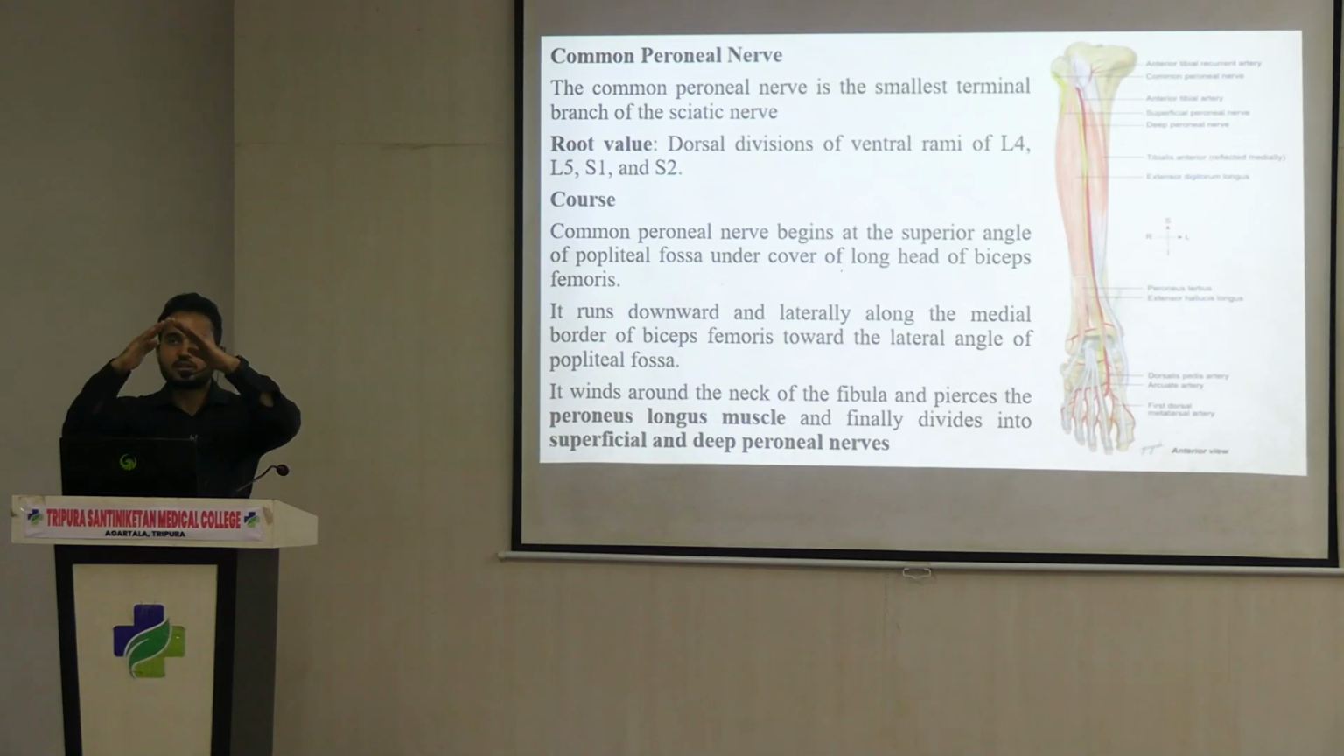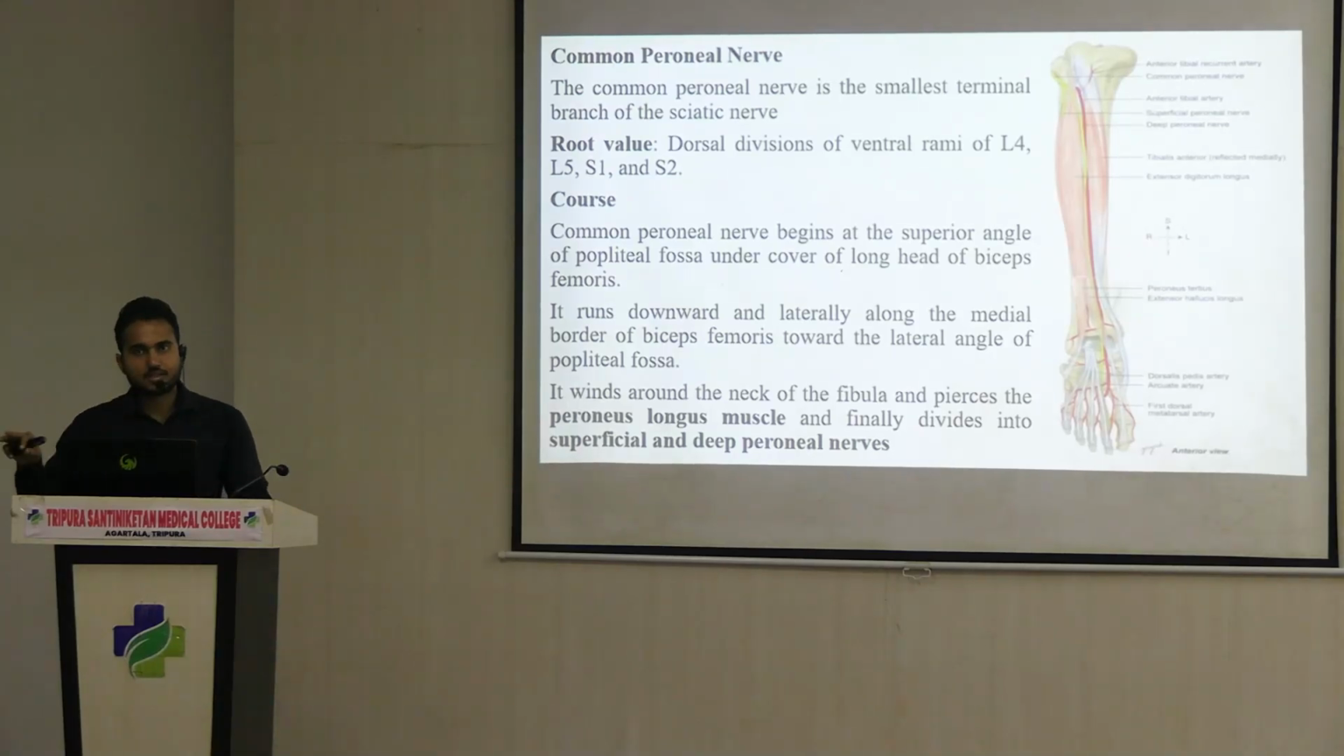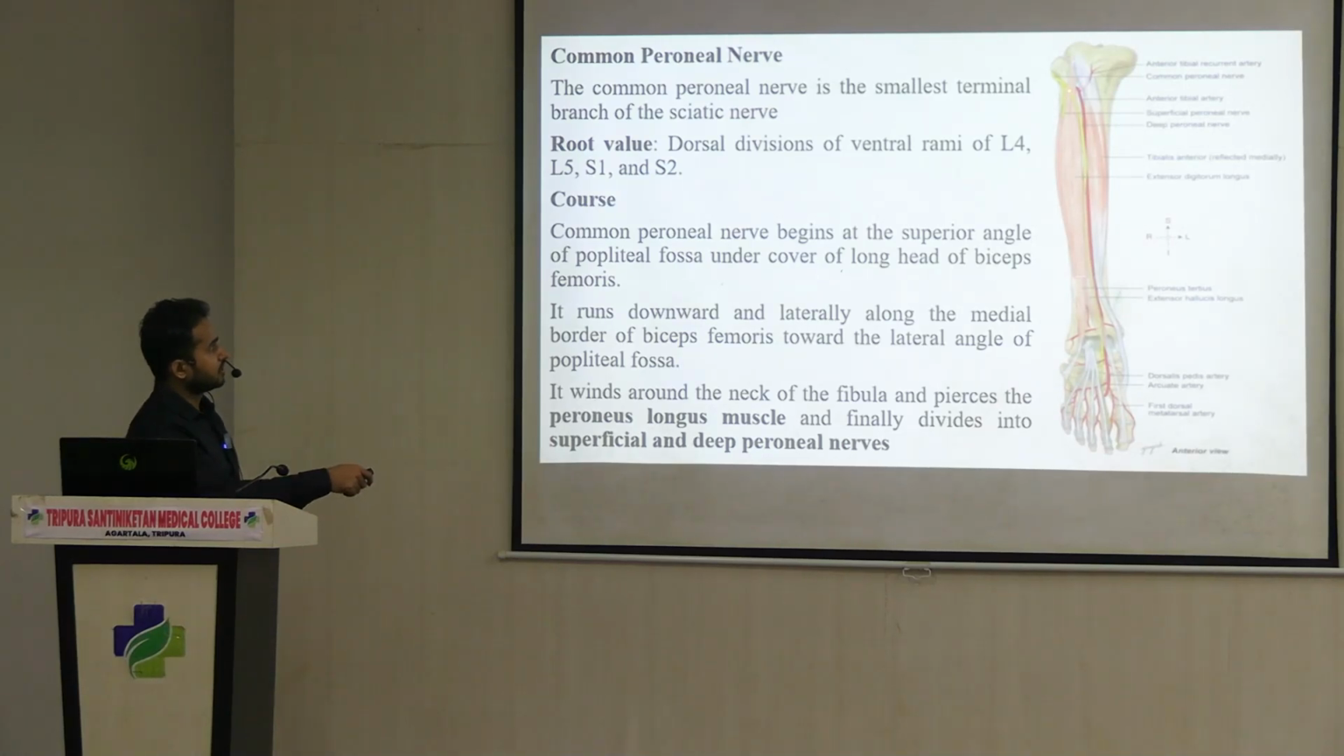So in the popliteal fossa there is a lateral angle, okay? From the superior angle it goes towards the lateral angle of the popliteal fossa. Now once it reaches the lateral angle, after that what will happen? It will wind around the neck of the fibula, and then it will pierce the peroneus longus muscle. And then it divides into superficial and deep peroneal nerve, as you can see in the diagram.